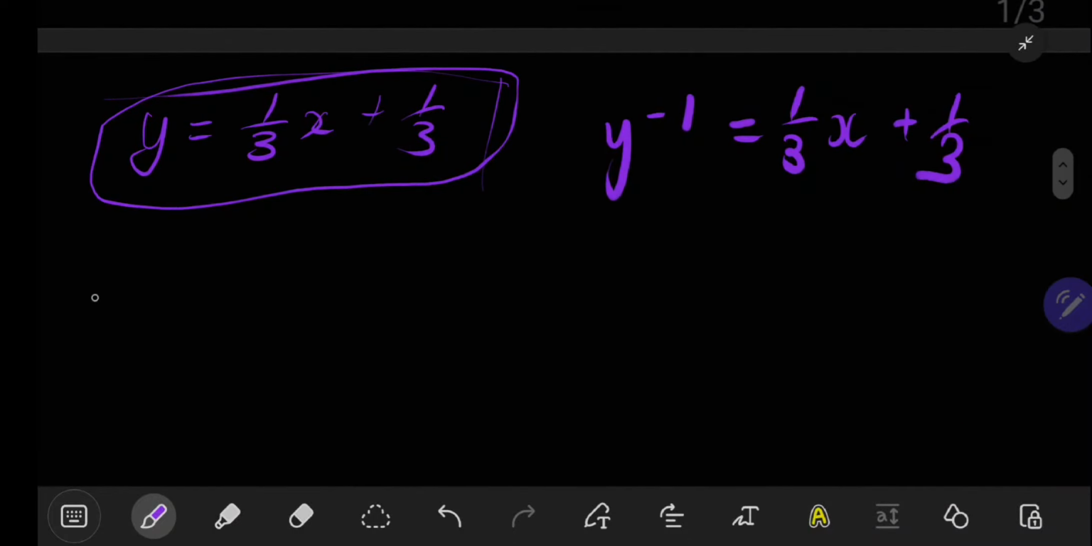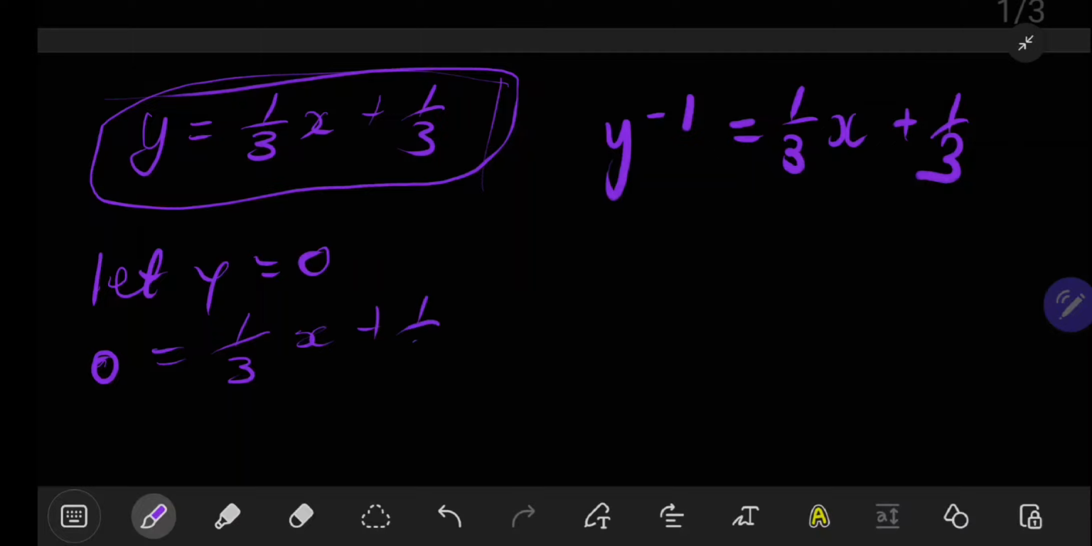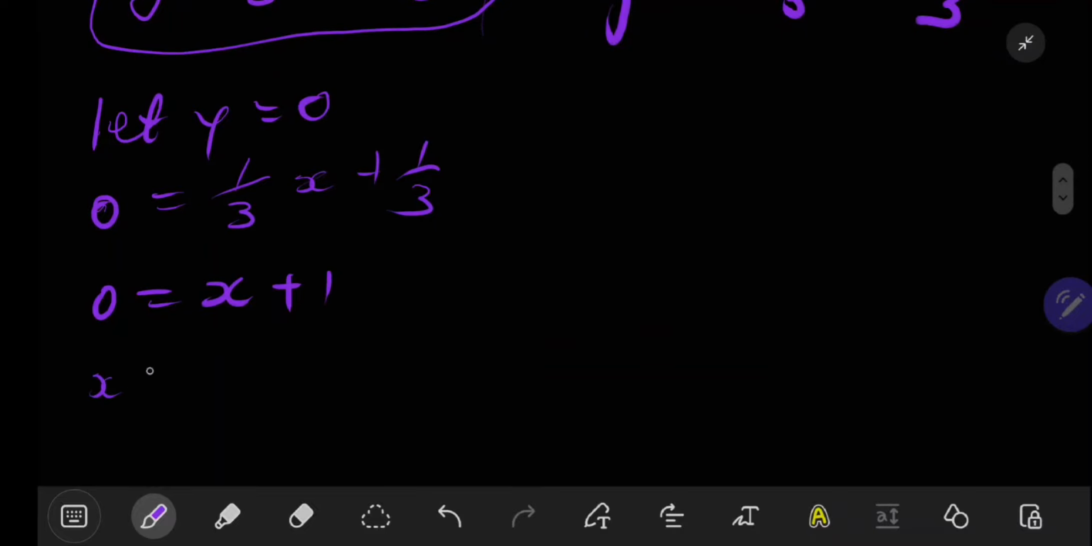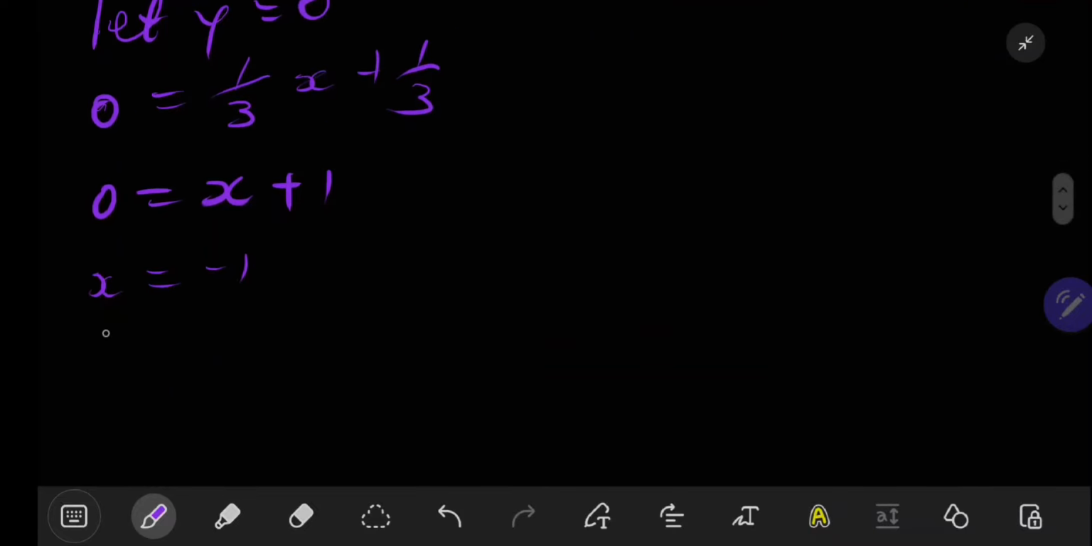So for the x-intercept, we let our y value become 0. Then 0 is equal to 1 over 3x plus 1 over 3. Then we can multiply everything by 3 to remove the fraction. So 0 is equal to x plus 1. Then we take 1 to the other side, and our x value now becomes negative 1. So this is (-1, 0).